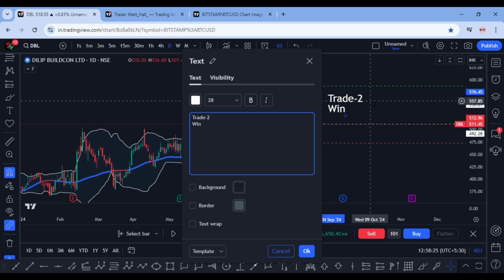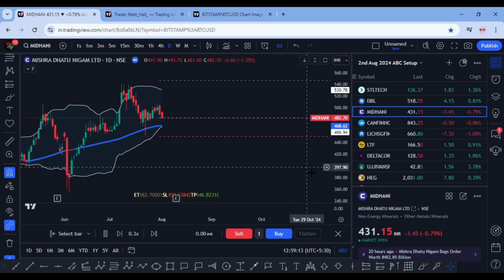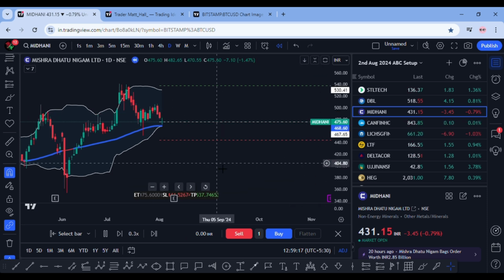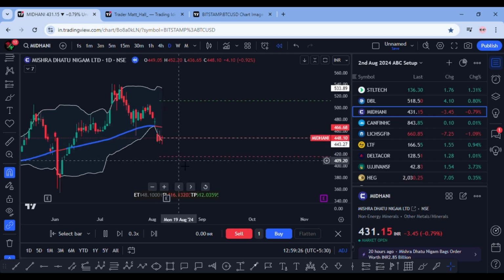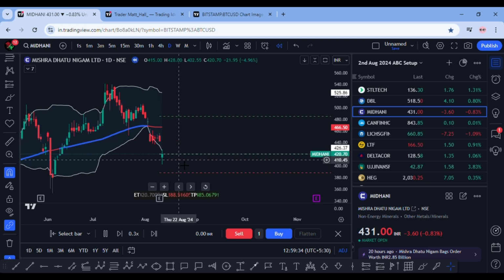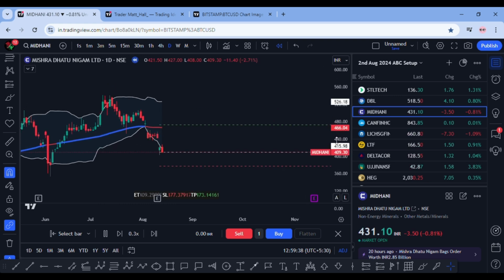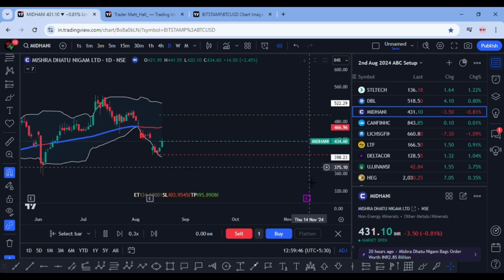Alright, let's jump into the third trade, which is Mishra Data Nigam Limited. We'll analyze the chart and see if this one meets our criteria. Oops! It looks like no bullish candle has formed, so we won't be taking this trade. Remember, sticking to our strategy's rules is crucial, and without that bullish candle, it's best to stay out of the market for now. Let's move on and see if another opportunity comes up.